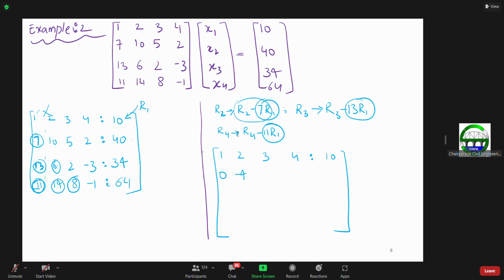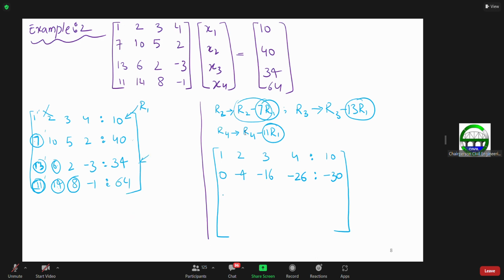Can anyone tell me what it will be? Minus 16. And what will be next? Minus 26. Great. And then what is this value? Minus 30. Okay, great. And now tell me this value. What is this value? Now we're going to go with this R3.